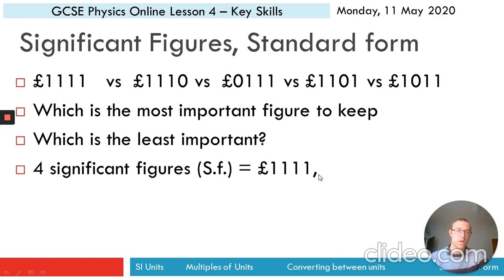That should be a dot, not a comma. To 2 significant figures, notice we can shorten significant figures to S.F. It's an abbreviation to save us time because we don't have to write it out all the time. To 2 significant figures, that number is £1,100. So we have rounded £1,111 to use the 2 most significant figures, the 2 furthest to the left. 4 significant figures, 1, 2, 3, 4. 2 significant figures, 1, 2.